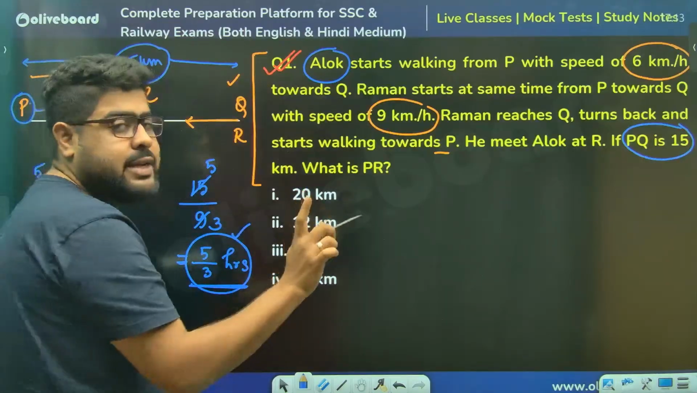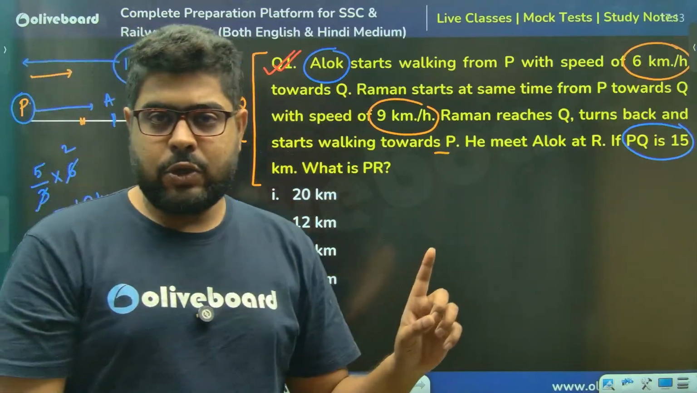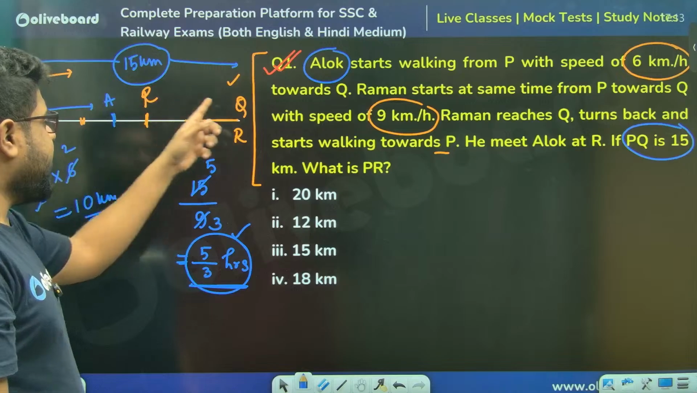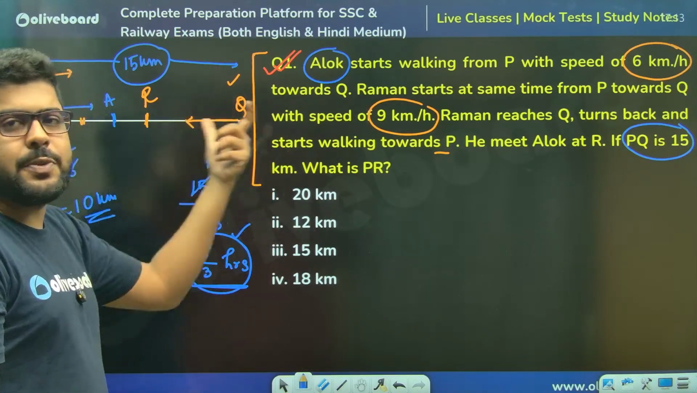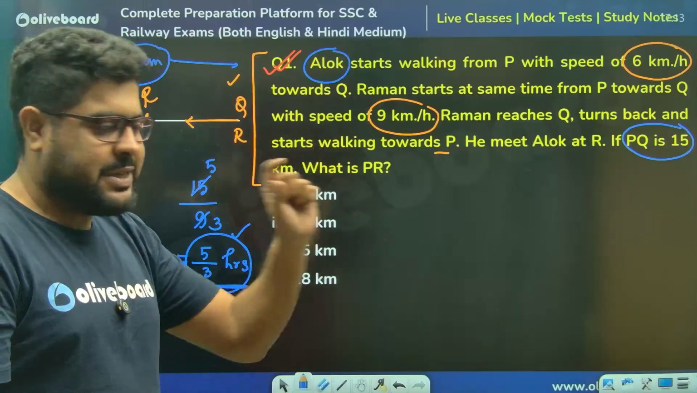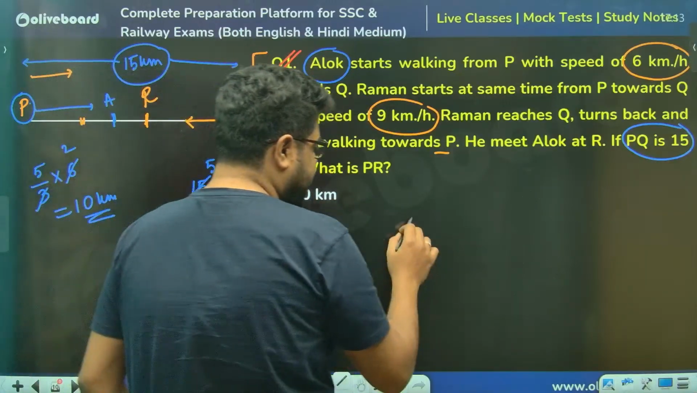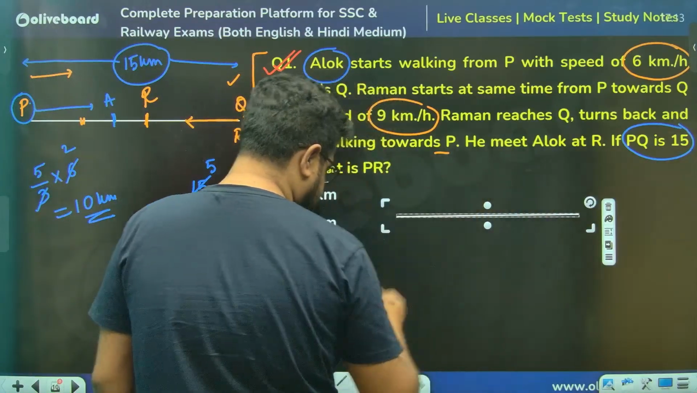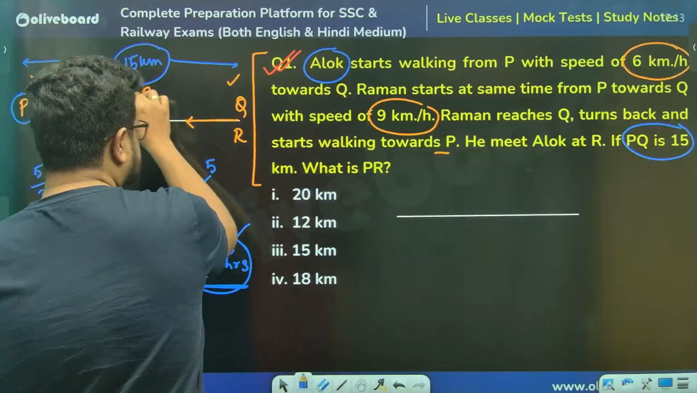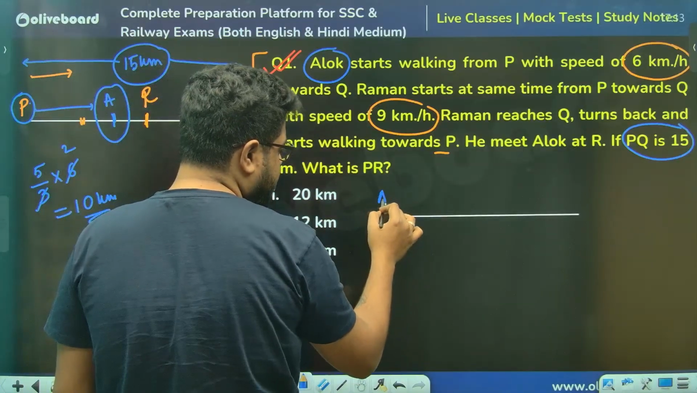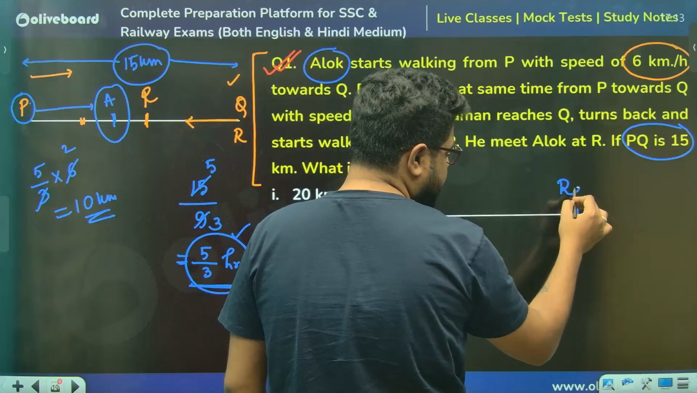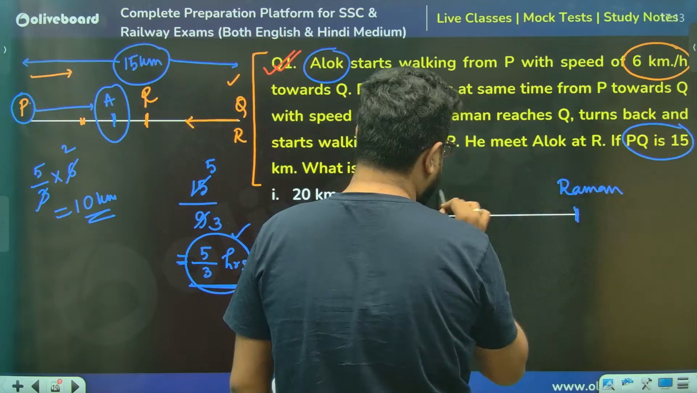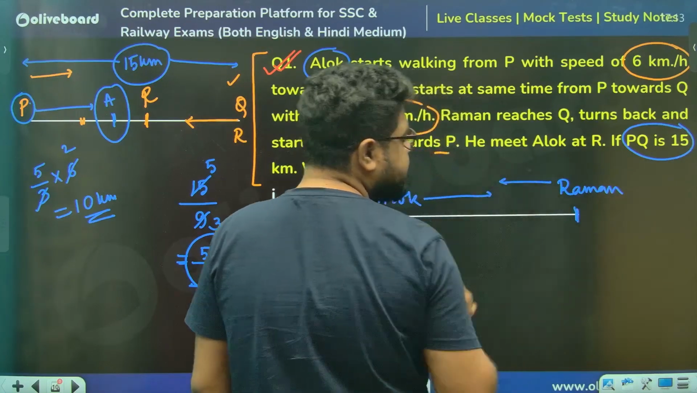After this 5 by 3 hours, they have not met yet. So Alok is here and Raman has reached here. Now the actual situation begins. Think like this. Sir, Alok is here. So this place is Alok and this place is Raman, sir. They are moving in this direction. He is moving in this direction.